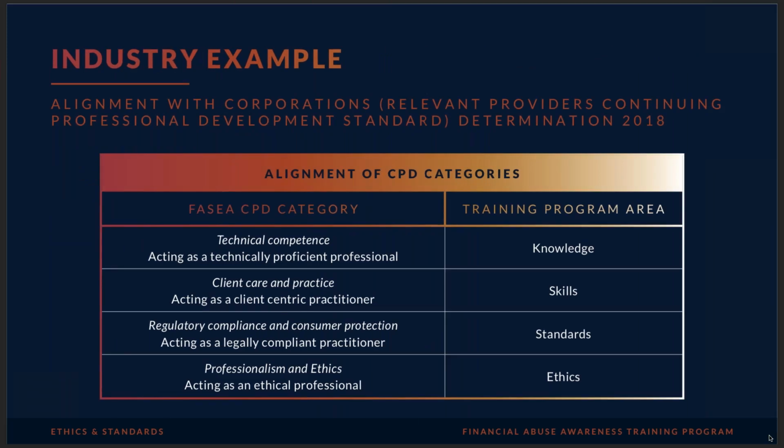Here are some examples of the sorts of CPD categories that the different frameworks use across 4 areas: knowledge, skills, standards and ethics. And you can see that there's an alignment between those categories, the CPD categories themselves and the training program's categories. I've only used the FASEA as an example in this graphic.